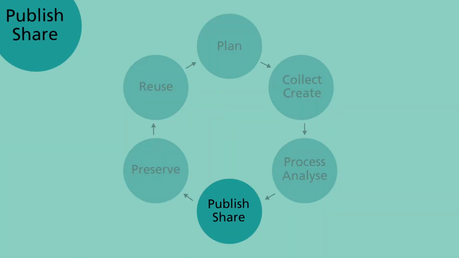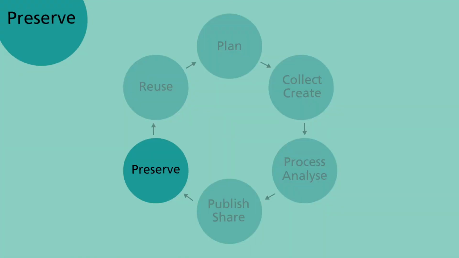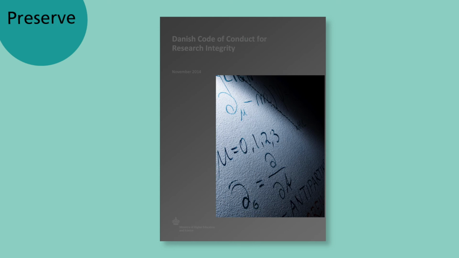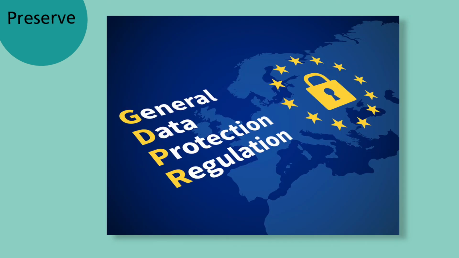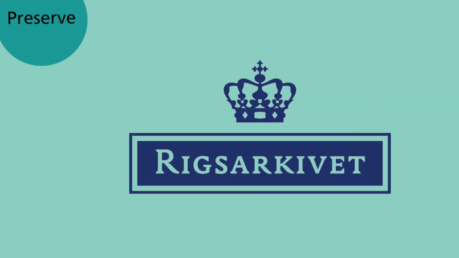The next step of the Research Data Lifecycle is to prepare your data and all relevant documentation for long-term preservation. The Danish Code of Conduct for Research Integrity requires research data to be retained for a minimum of 5 years from the date of publication. But be aware that other and stricter requirements may apply to your project. Also note that personal or confidential data, as defined by the European and Danish legislation, must be properly disposed of, anonymized, or migrated to the Danish National Archives for preservation after the project ends.